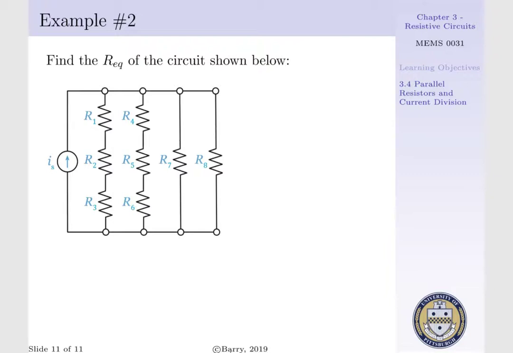Lastly, let us consider example 2, where we want to find the equivalent resistance of our circuit shown below. Now we have to recognize a few things before we proceed with finding our equivalents. We have to recognize that R1, R2, and R3 exist in a series configuration. That is, we could say R1 plus R2 plus R3 can be equal to an equivalent resistance REQ1.